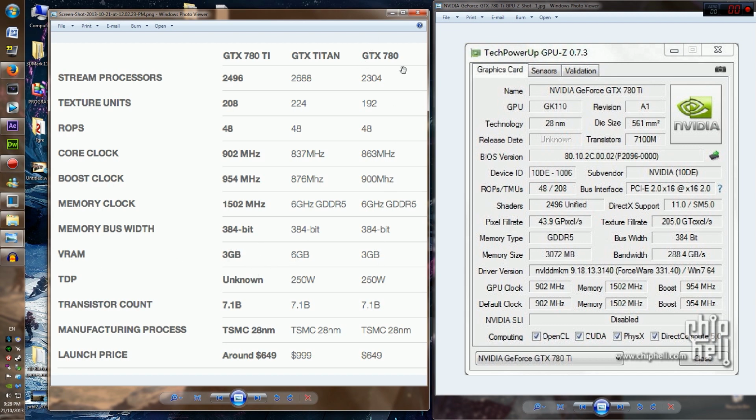look at the launch price, $649. What's the GTX 780? $649. So if you're planning on getting the GTX 780, don't get the Ti version. It's going to come out in November, so please be patient if you want to save some money and get a better graphics card.